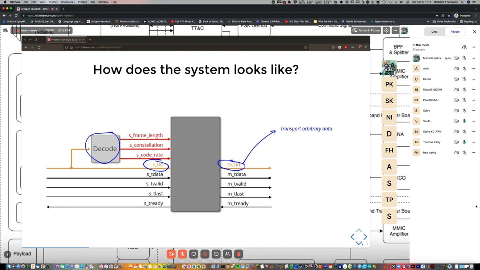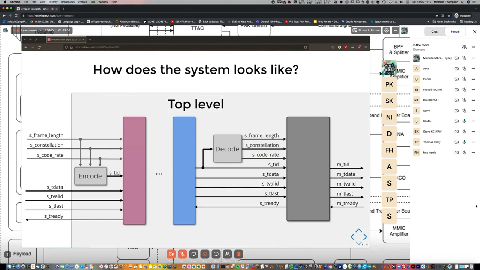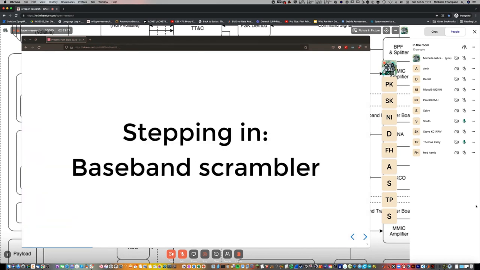We can use this to transport anything that's constant during the frame, and that makes it simple to connect multiple components. So this is the top level, and you can see that the frame configuration here is encoded into a TID vector, and that's how it's transported throughout the design. So yeah, this concludes the intro stuff.